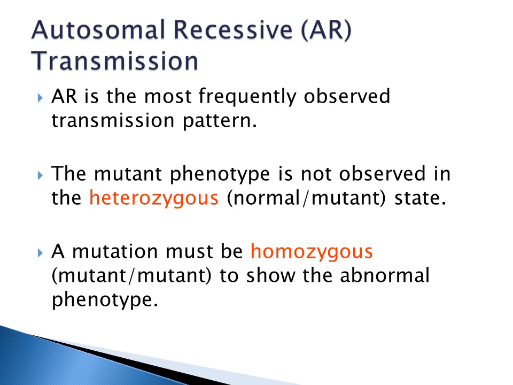And autosomal recessive disorders, these are the most frequently observed transmission patterns. The mutant phenotype is not observed in a heterozygous individual. The mutation must be homozygous in order to show the abnormal phenotype.